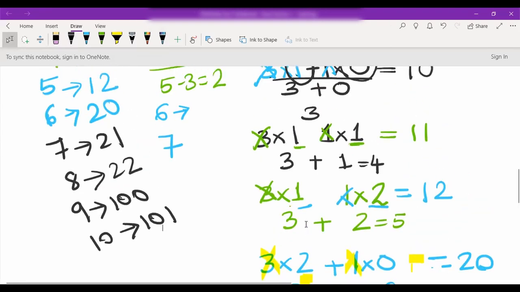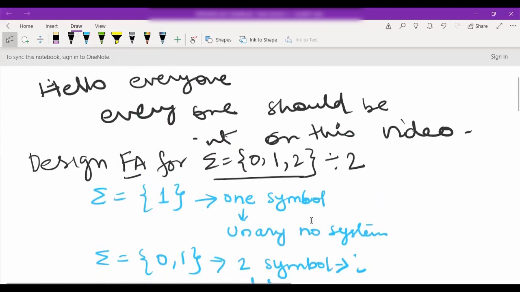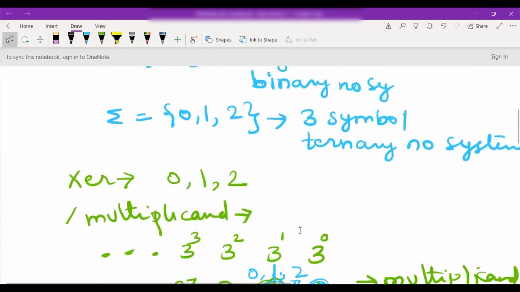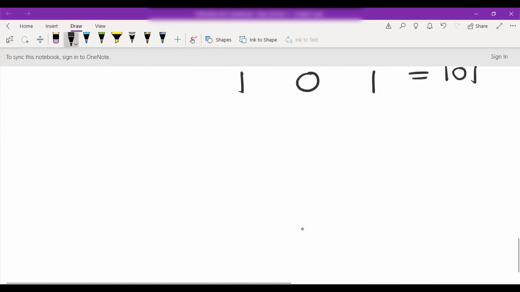Now we will go back to our question. The question was that we had to design a finite automata over sigma for the ternary number system divisible by 2. Now we will check the divisibility method. What is the divisibility method? In the divisibility method, we have to check the numbers. We'll start with the first number, which is 0. When divided by 2, your remainder will be 0.